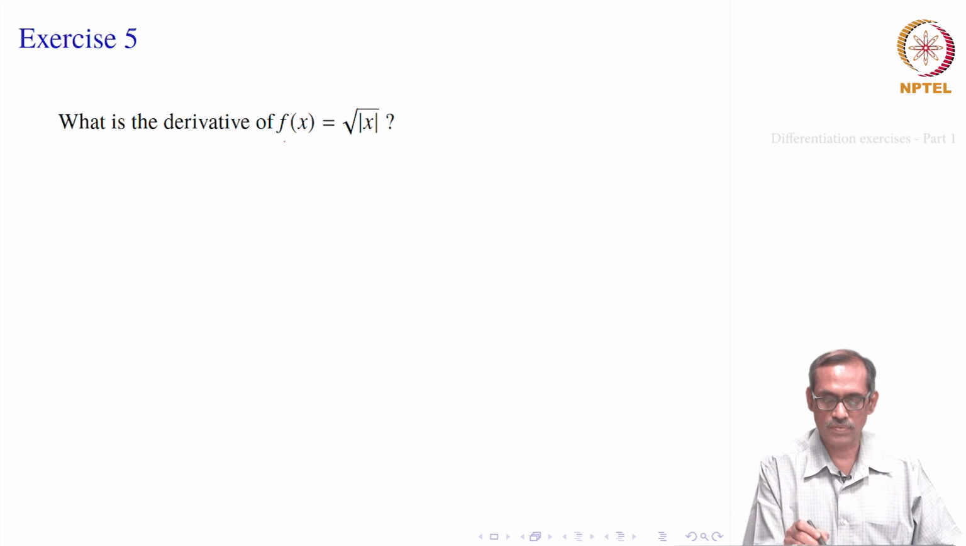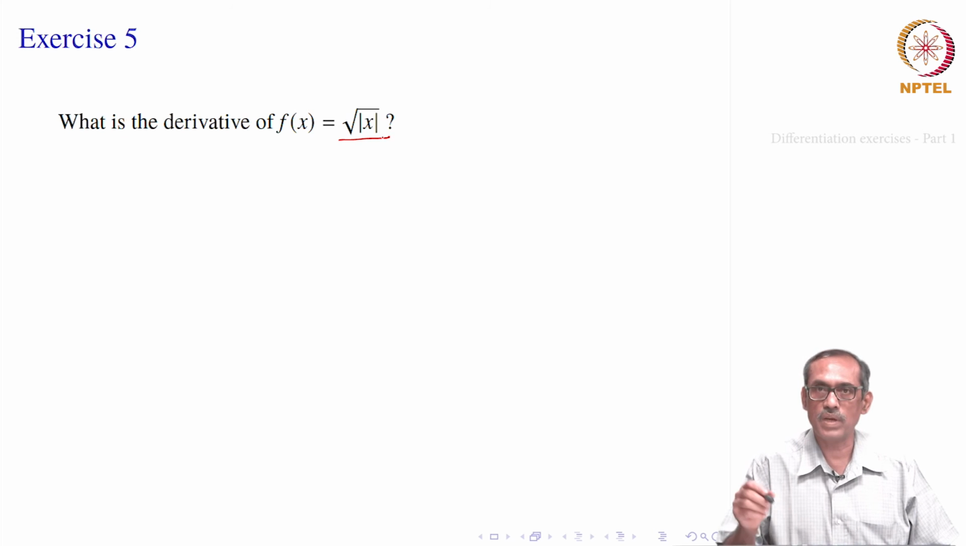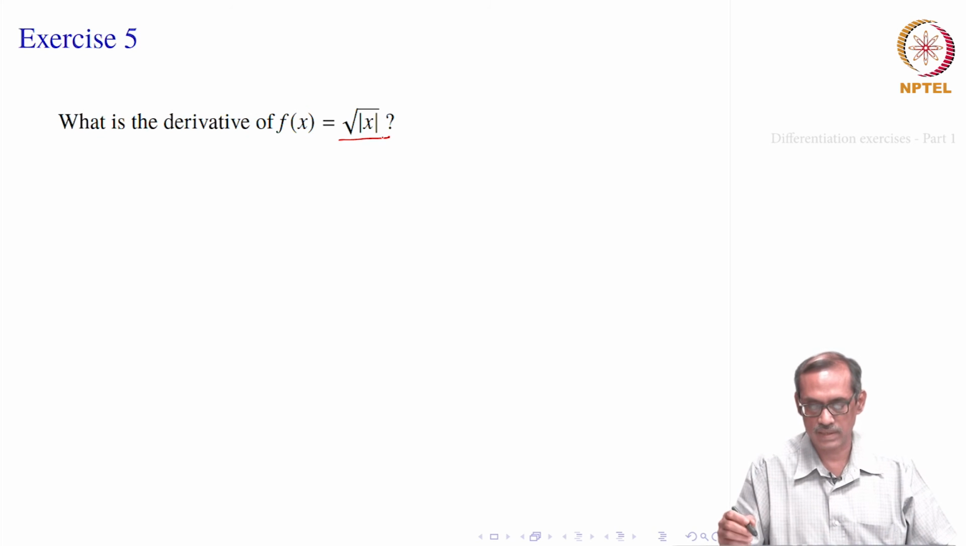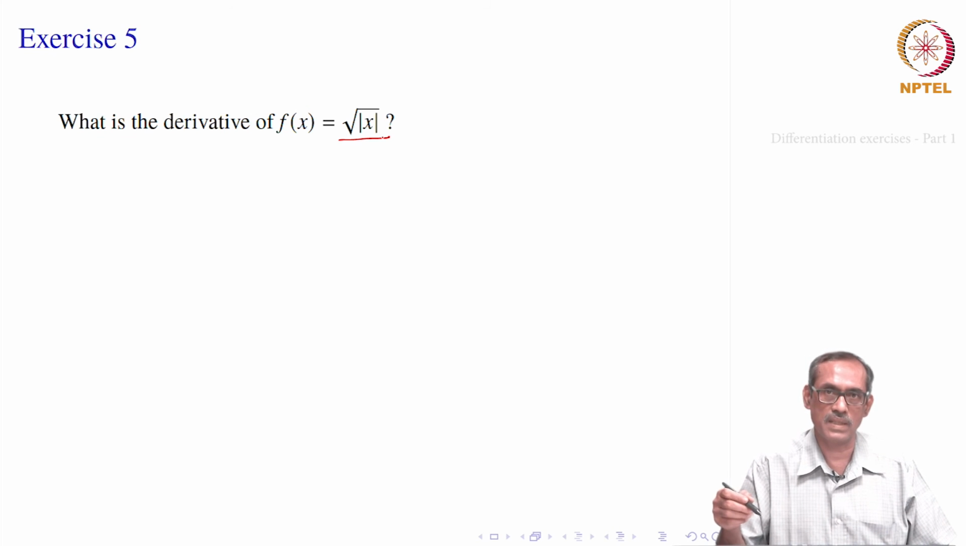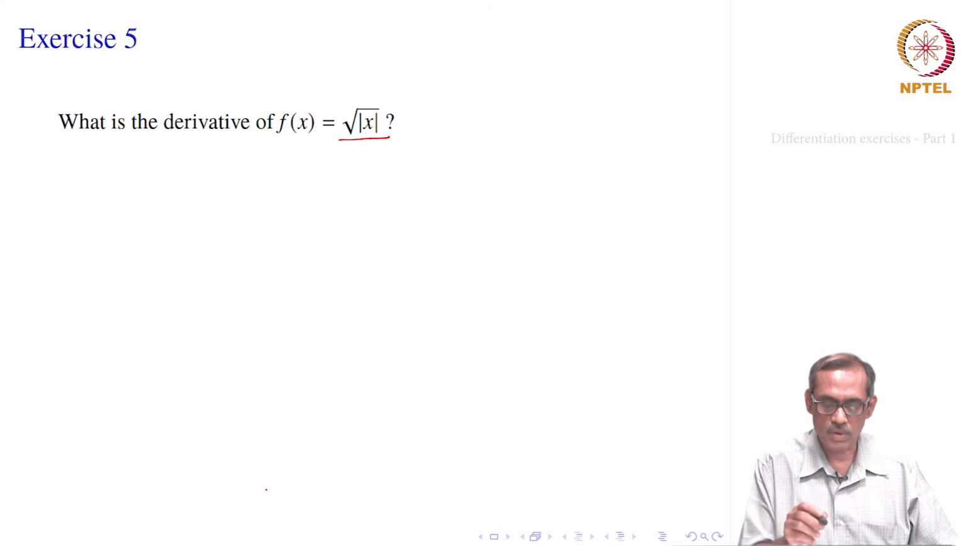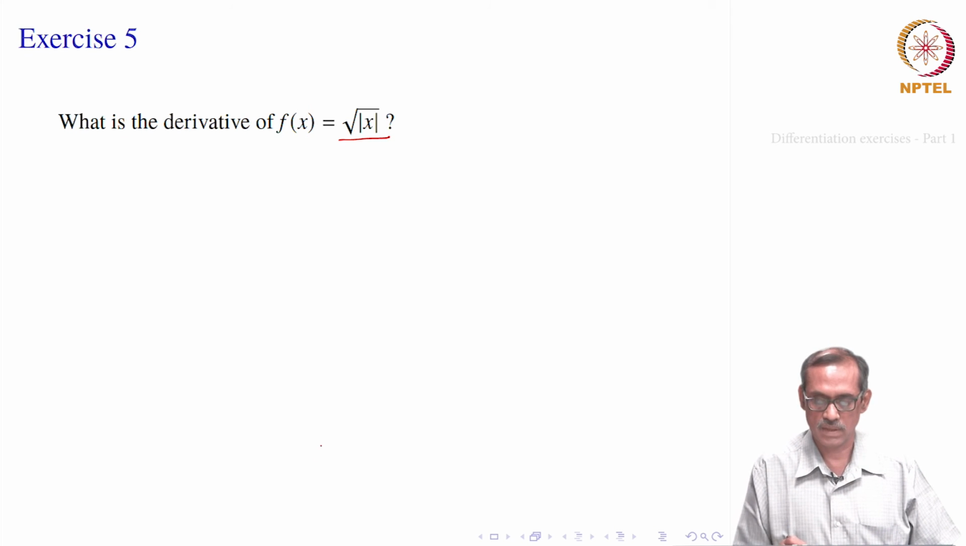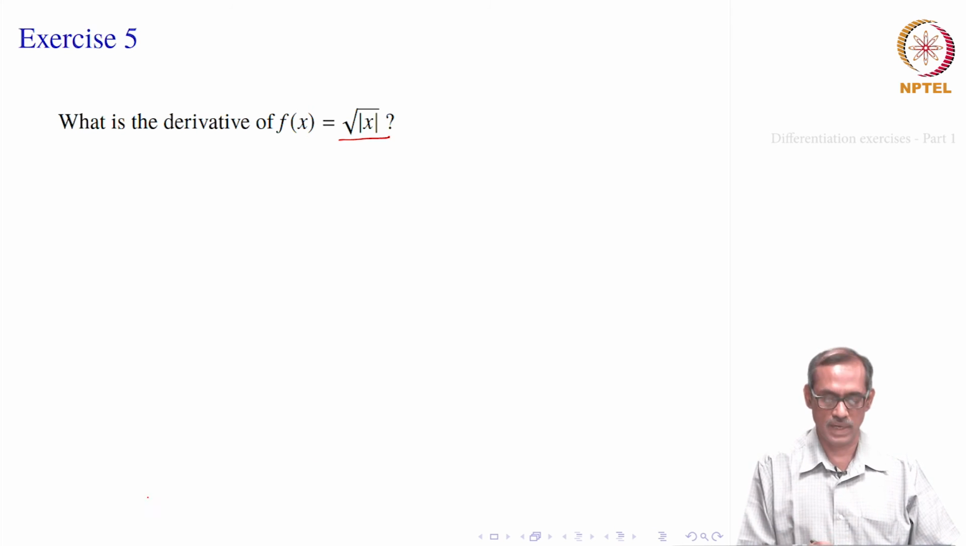Here we are asked to find the derivative of square root of mod x. As we know, if you take mod x, its derivative is minus 1 at every point x less than 0, and 1 for x bigger than 0, and at 0 it is not differentiable. But we are asked to find the derivative of f(x), square root of mod x. Mod is non-negative, so the square root is well defined for any x. So its domain is the whole of real numbers.